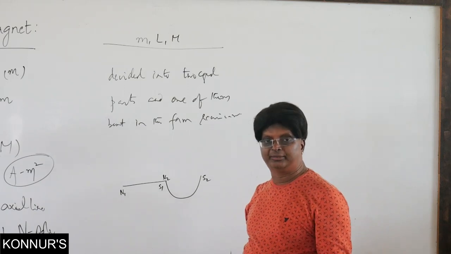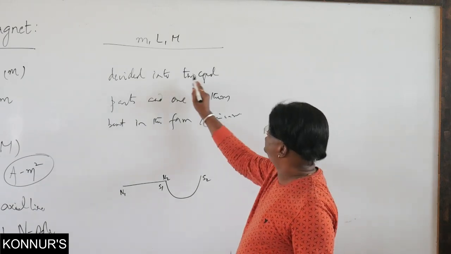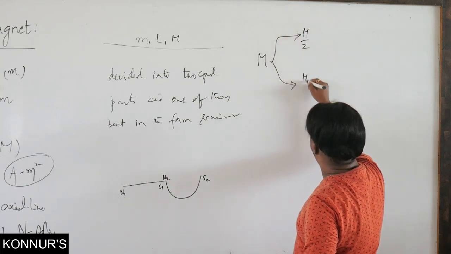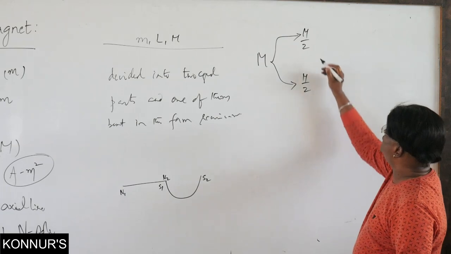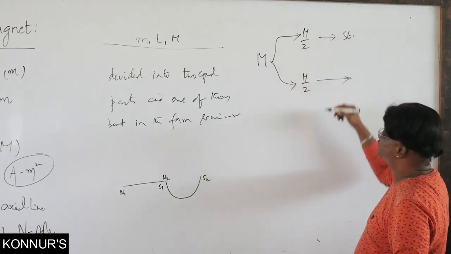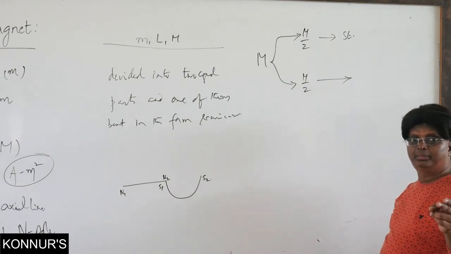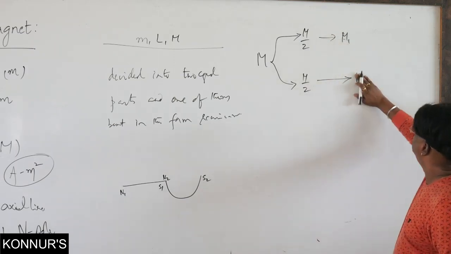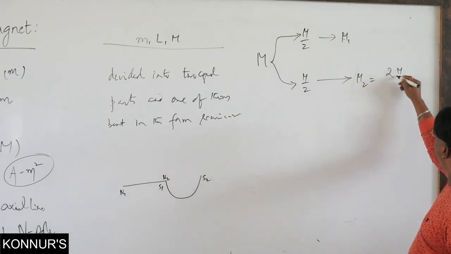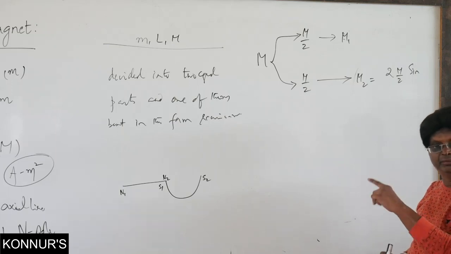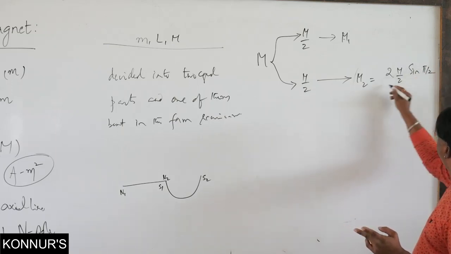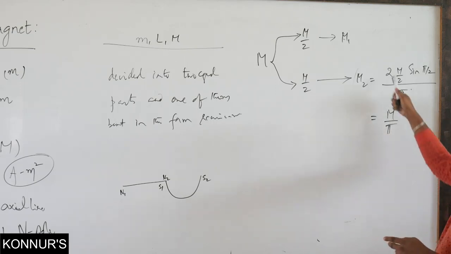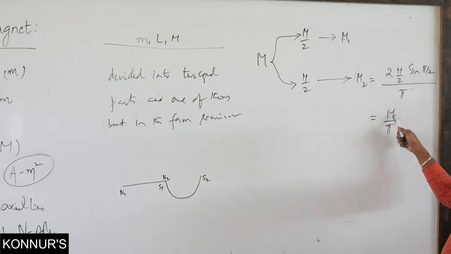So here we are using three concepts. First, it is divided into two equal parts. Therefore, it is M by 2, according to our discussion of cutting of the magnet. And then one of the M by 2 is straight and the other one is bent in the form of a semicircle. Semicircle or arc shape, what have we told? So this new moment, this is M1, and now this is M2 is equal to 2M sine of theta by 2, theta for a semicircle is 180 degrees, so pi by 2 by pi. So this answer becomes m by pi. 2 cancels, sine pi by 2 is 1. So m by 2 is equal to m by pi.